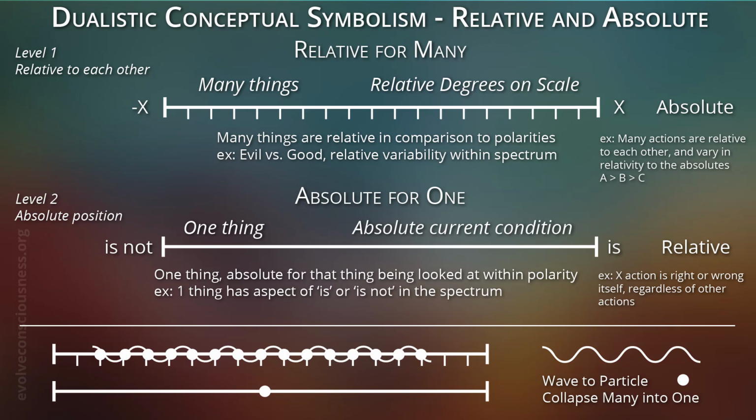So we have one thing that's an absolute for that thing being looked at within polarity. Example, one thing has aspects of is or is not in the spectrum. X action is right or wrong itself, regardless of other actions. So as above, there was A, B, C, they're relative to the absolutes. One is greater than the other, is greater than the other, less than the other, etc. But when you're looking at one thing, A or B or C on their own, well, they're right or wrong themselves, regardless of other actions. It doesn't matter, oh, well, that thing's worse.